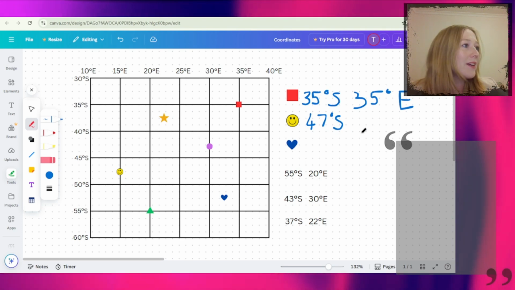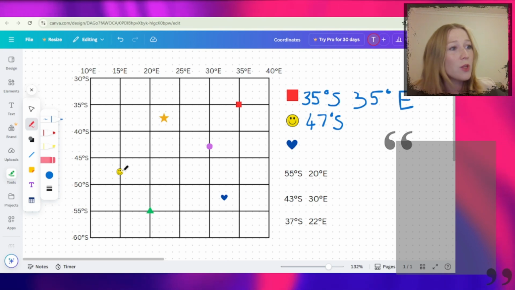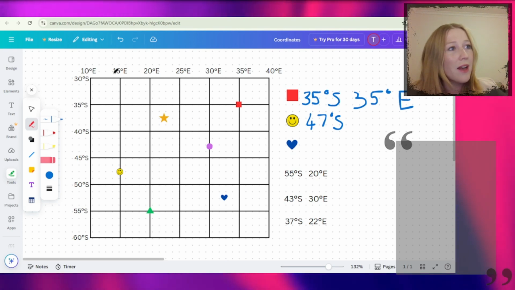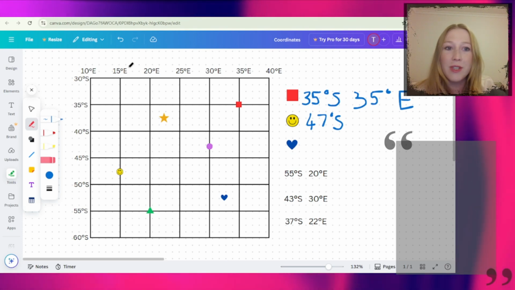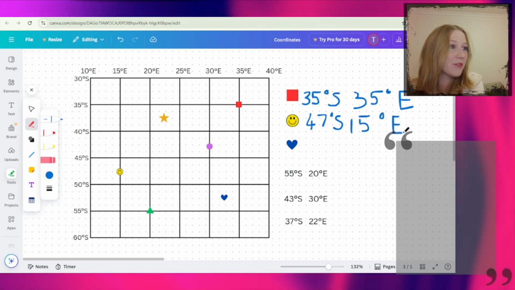Great. Then, how far east is it? Fortunately, it's on the line, so I'm going to draw the line up. And there I have 15 degrees east. Hopefully it's okay so far. Okay, let's try the last one for this set.